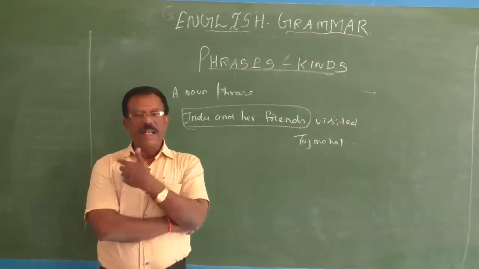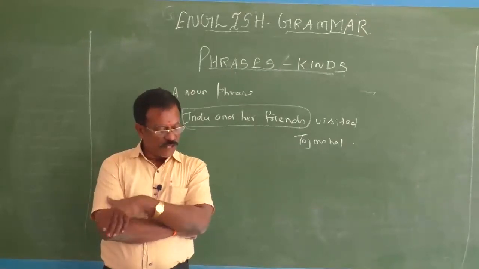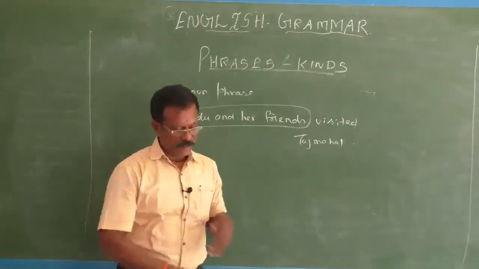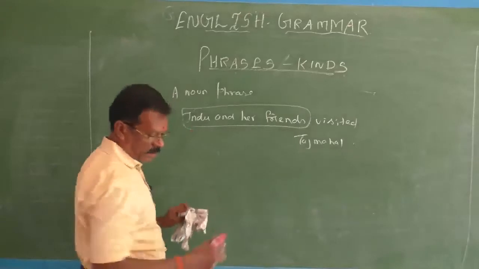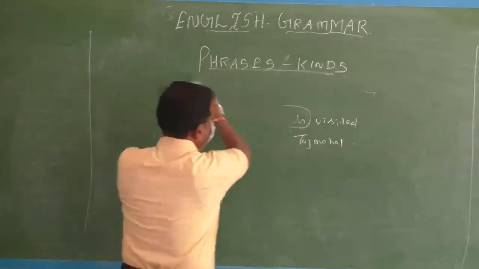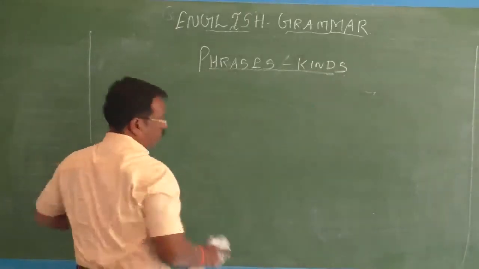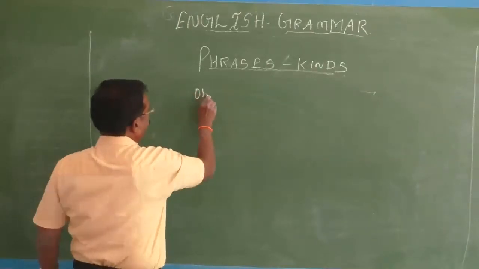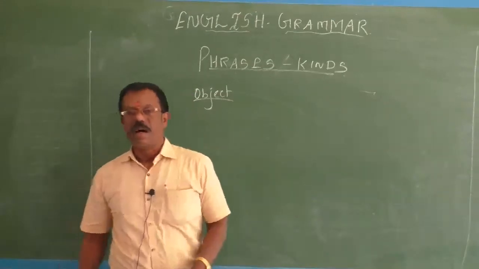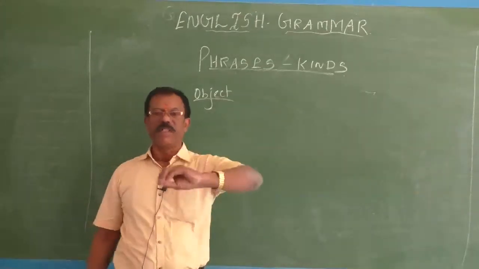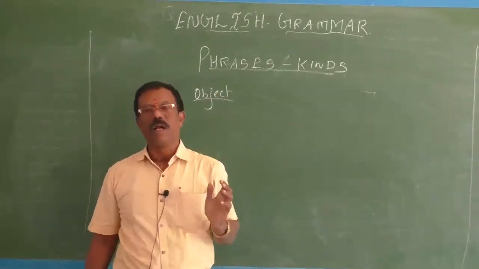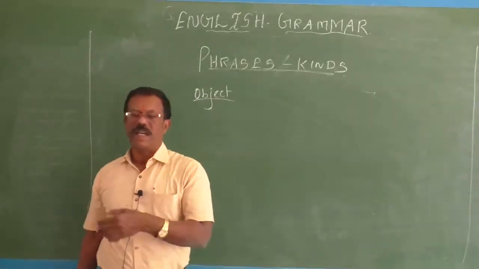Okay, next let me give you some examples for object, and how a noun phrase can be used as an object. What do you mean by object, or what is an object? An object is a word that gives you the answer for the question what and whom. Or simply you can say an object is a receiver of the action.